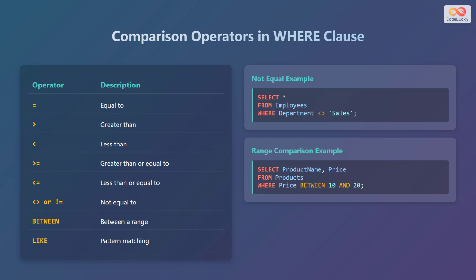The first example filters employees whose department is not sales. It uses the not equal to operator to select all the employees from the employees table, where the department is not equal to sales. The second example shows how to find the product name and price, filtering products with a price between 10 and 20. It selects the product name and price from the products table, where the price is between 10 and 20.